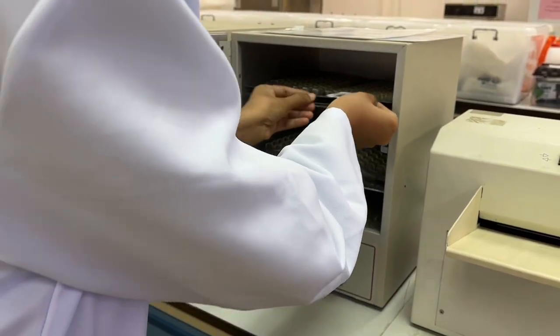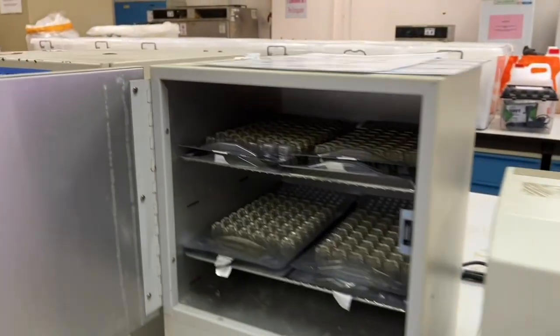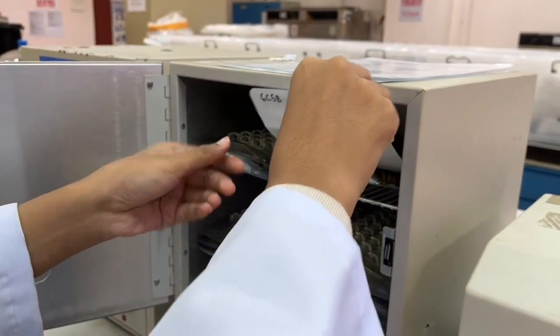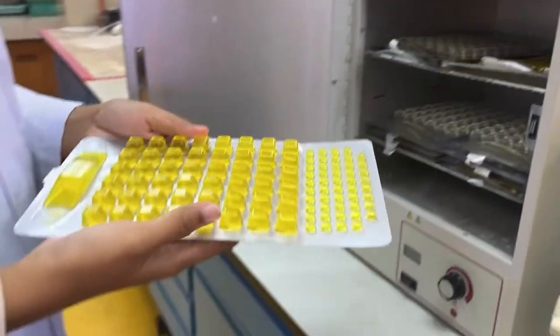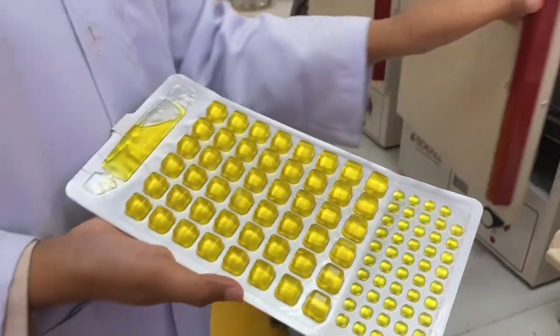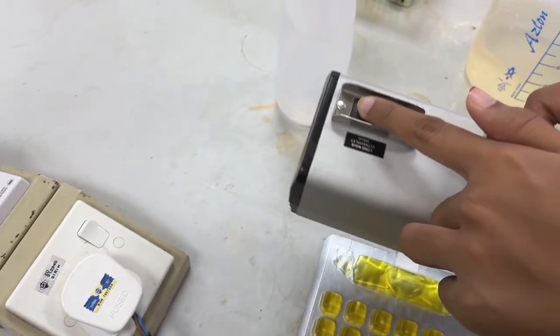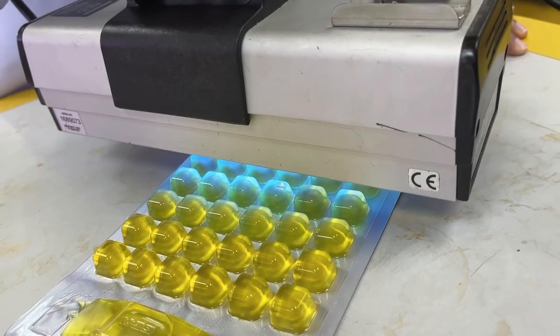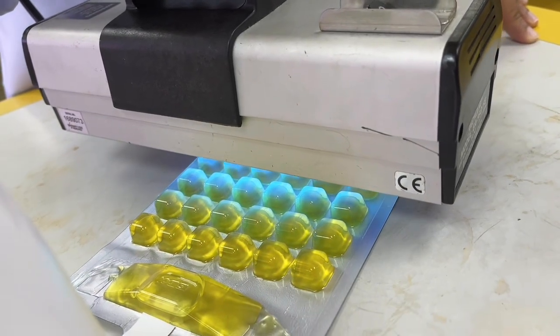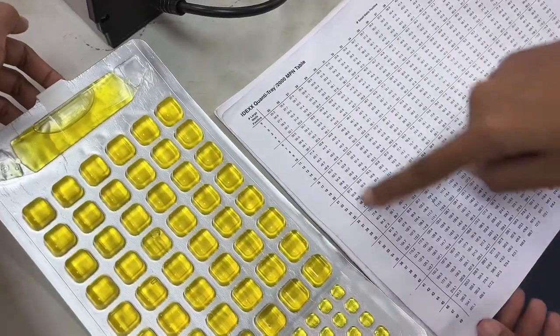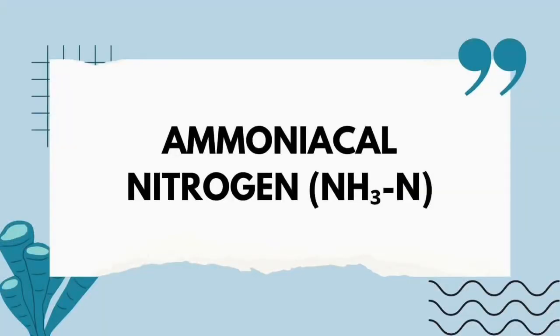After incubation, the tray was examined for color changes. Wells that turn yellow indicate the presence of total coliform, while fluorescent wells observed under 365 nanometer UV light confirm the presence of E. coli. The number of positive wells was counted and the most probable number, MPN per 100 ml, was determined using the IDEXX MPN table.